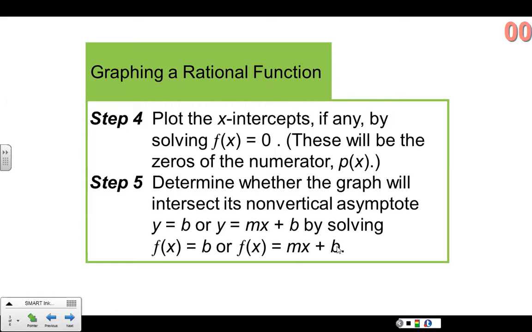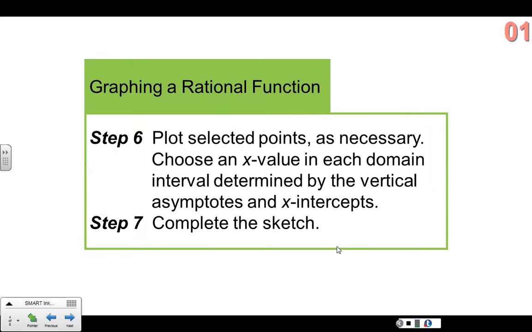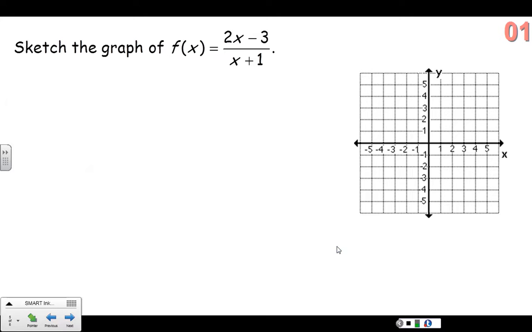Determine whether the graph will intersect its non-vertical asymptote, y equals b, or y equals mx plus b, by solving f of x equal b or f of x equals mx plus b. Plot any selected points as necessary. So you can use the t-chart, table of values. Choose an x value in each domain interval determined by the vertical asymptotes, and then sketch any x-intercepts, then complete the sketch. So let's do a couple of these just to practice some of these guidelines.